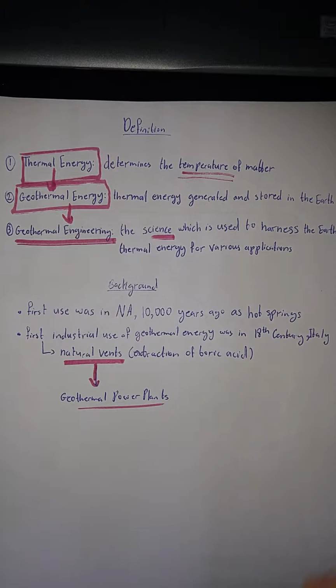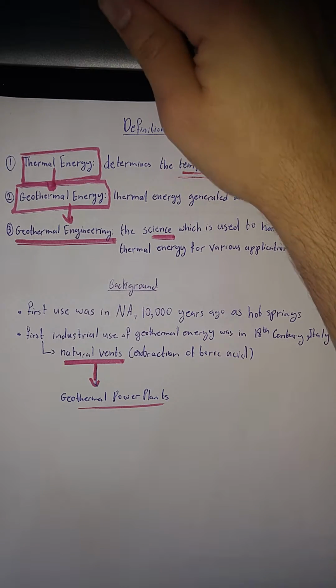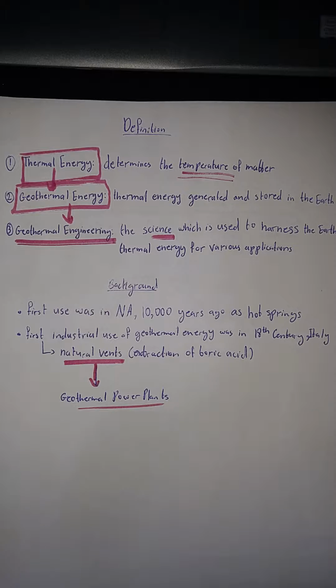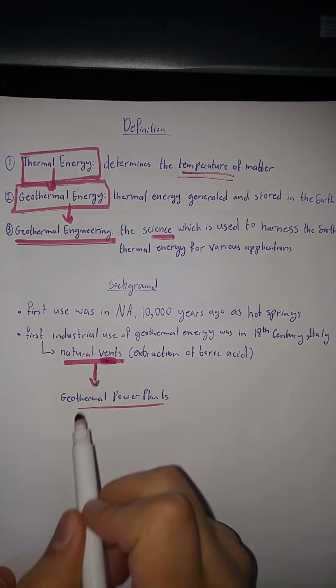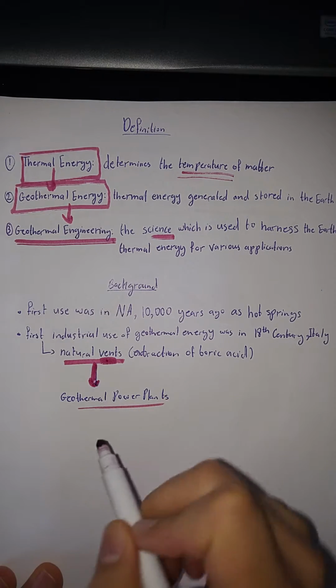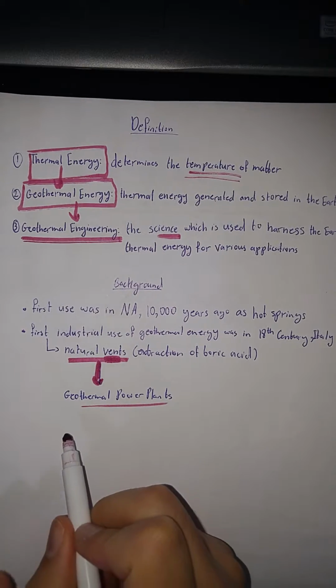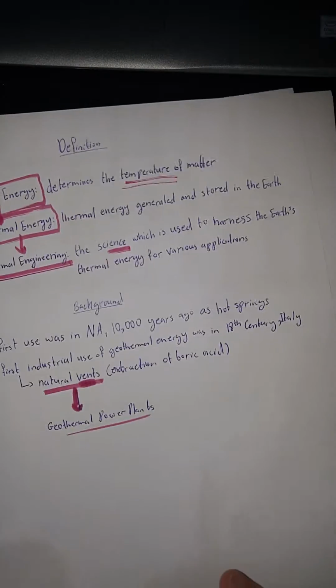Now, to give some background history about geothermal energy, the first use of it was in North America more than 10,000 years ago in the form of hot springs. But the first industrial use of geothermal energy was in the 18th century in Italy, where natural vents were used to extract boric acid. And these vents would be a blueprint for making geothermal power plants.